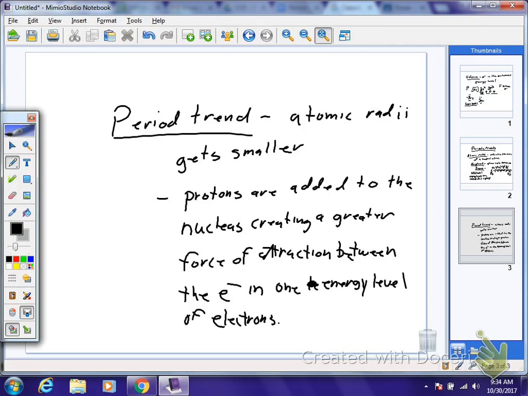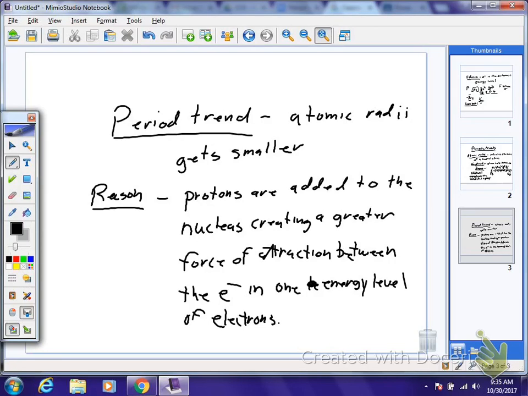So the reason is protons are added to the nucleus, creating a greater force of attraction between the electrons in one energy level of electrons. Not multiple, but that one energy level that's getting shrunk down.